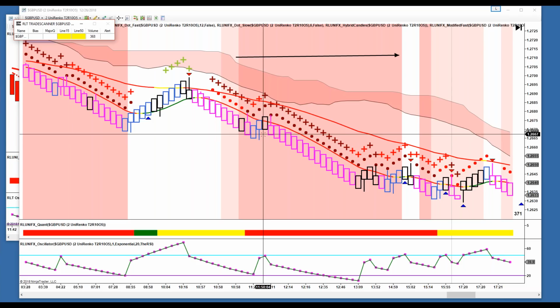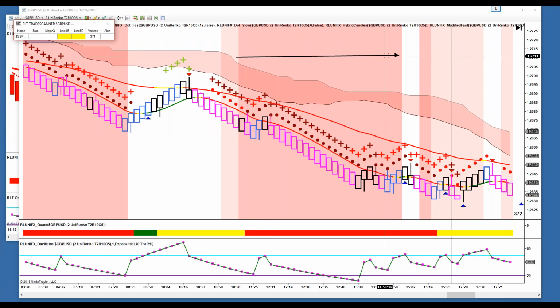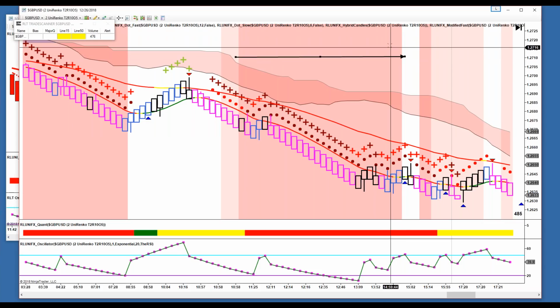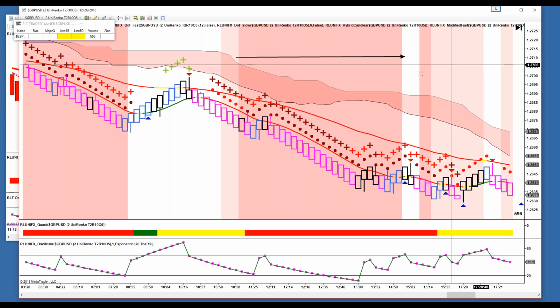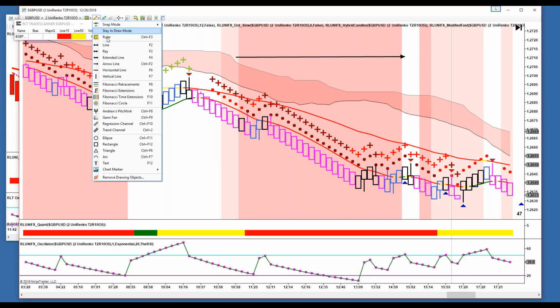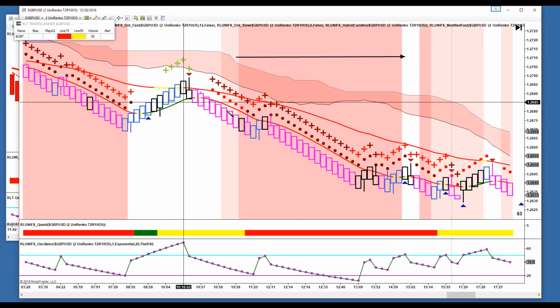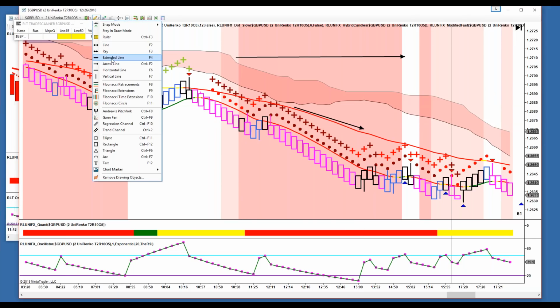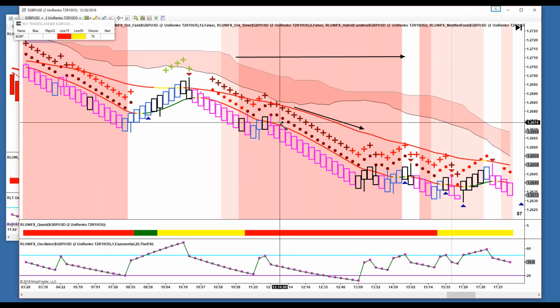Now, this is telling us that we have a multi-time frame alignment of the pound dollar. We're trading a two-unit Renko. And the four Unirenko and the six Unirenko are both in strong downtrends. And if you'll notice on the chart, the 50 is down and the 15 is down.